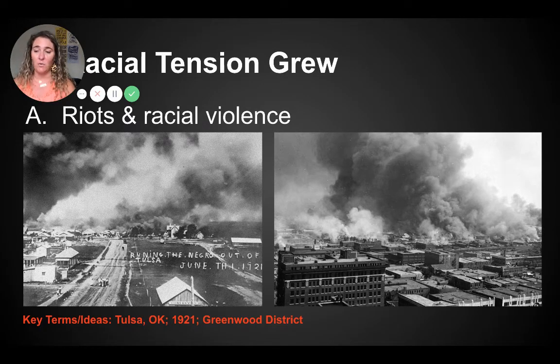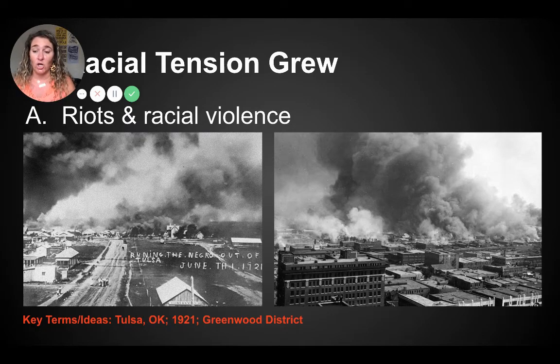In 1921, a white woman accused a Black man of rape, and violence broke out. In 2 days, 35 city blocks were burned to the ground. 300 people were killed and 800 people were injured. After the riots ended, Tulsa created the Tulsa Race Riot Commission. This was formed in response to the riots.